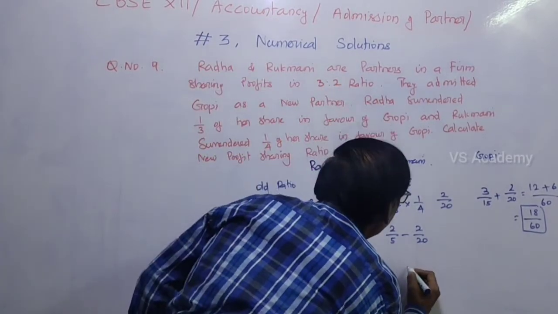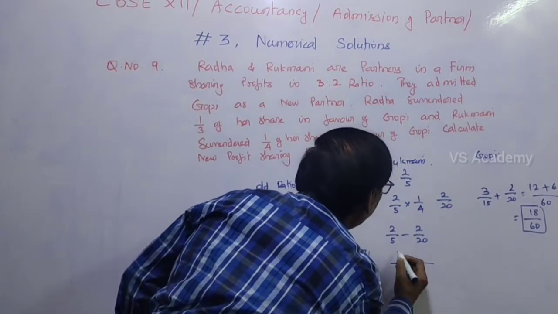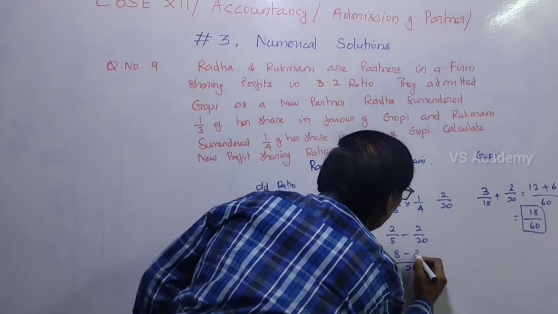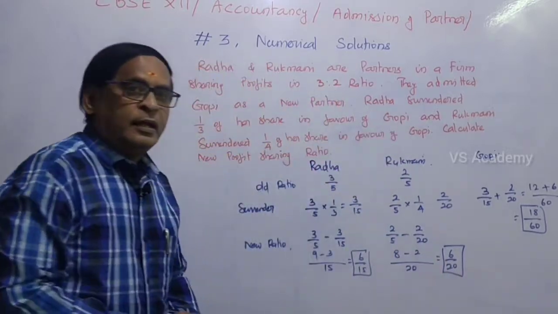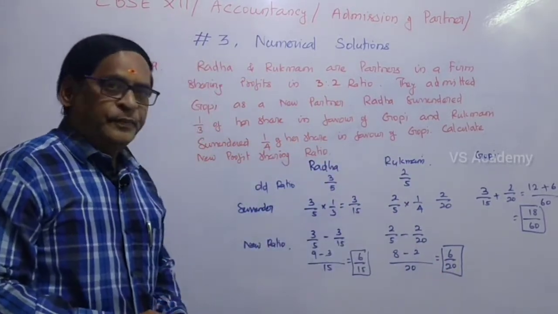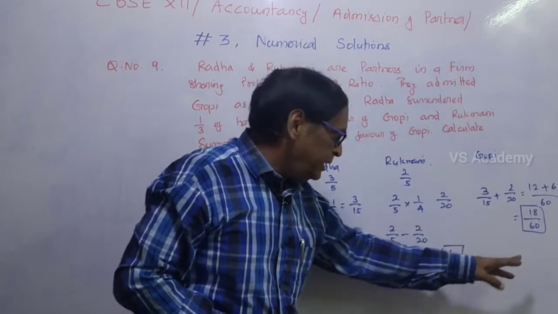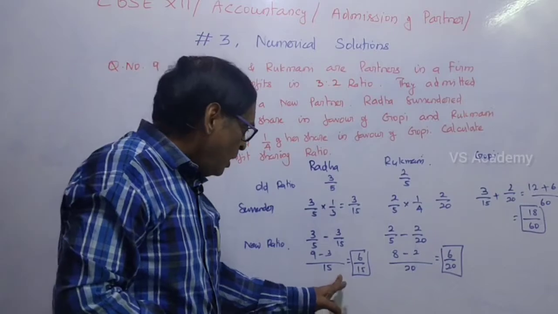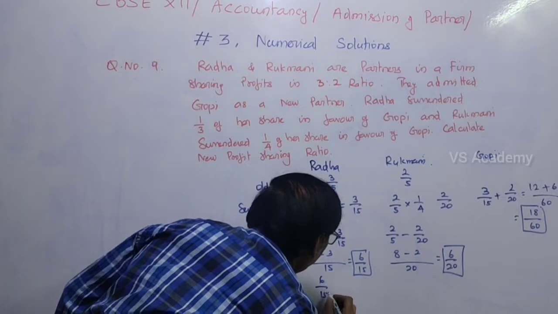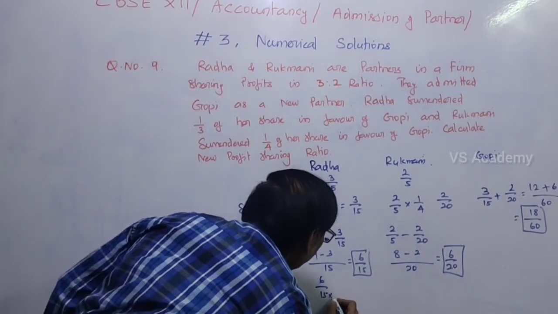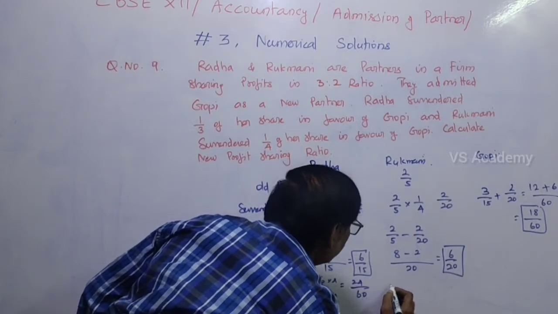And then here 20, we can take 20 as LCM. So 4 times 4, into 2 is 8, minus 2. So 6/20. This is the new ratio of Rukmani. Now what is the new ratio? Because for the new ratio of Gopi the base is 60, we have to convert the base of both Radha and Rukmani. So 6/15, the base should be 60. So we must multiply by 4, that is 24 divided by 60.